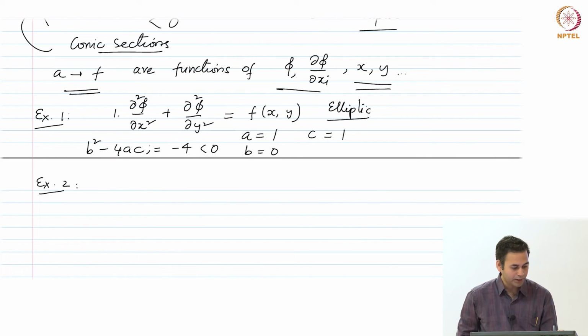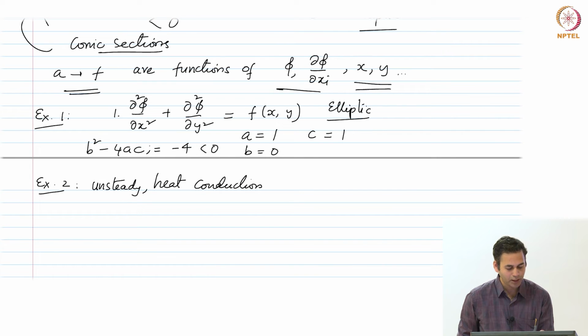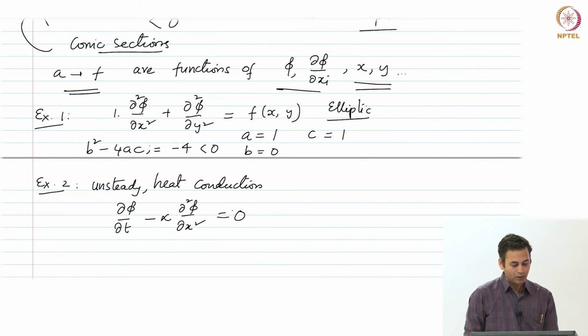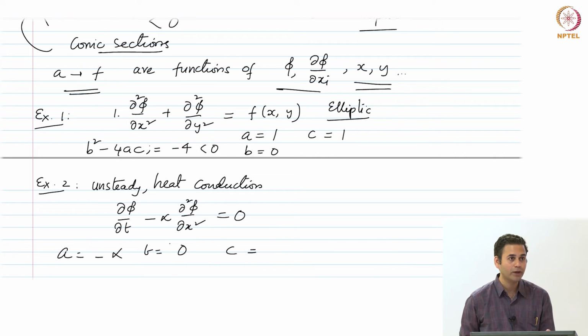If we take the unsteady heat conduction, okay, so that is partial phi by partial t minus alpha partial square phi by partial x square equals 0, okay. Now what is A, B, C in this? A is minus alpha, B is 0 because you do not have a mixed derivative, right. We do not have dou square phi dou x dou y or dou square phi dou x dou t, none of them are there. What about C? C is also 0.